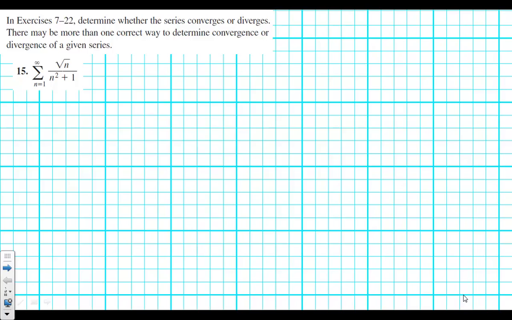Here's number 15. Again, the goal is to determine whether this converges or diverges, and we have to figure out what tests we're going to use.